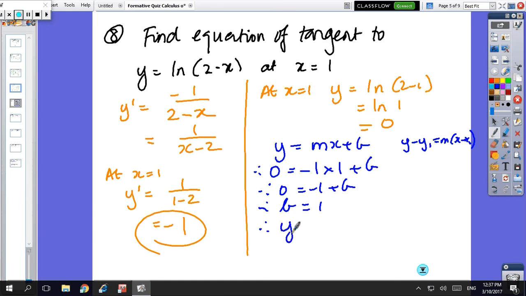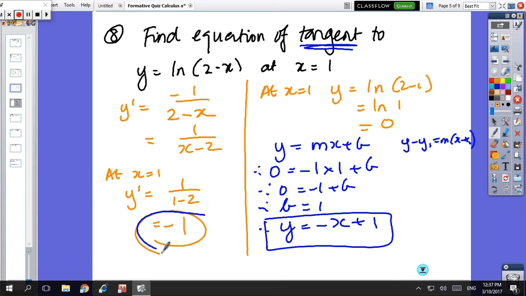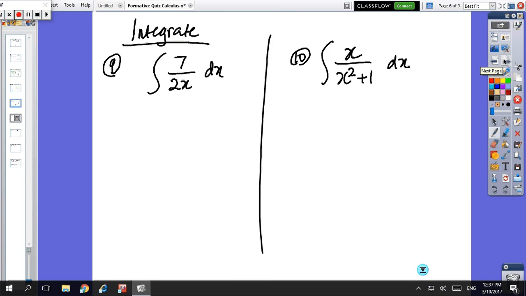So the equation of the tangent equals y equals mx plus b. So we've got minus x plus 1. So that's the equation of the tangent. Again, if you're doing the normal, you just have to flip that number there and then still do all the steps the same. Okay, so now we're doing integration leading to logs. So have a go. When you're ready, come back.